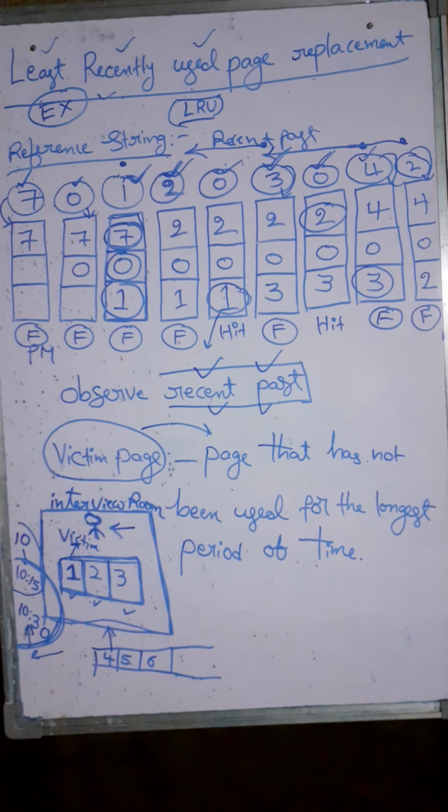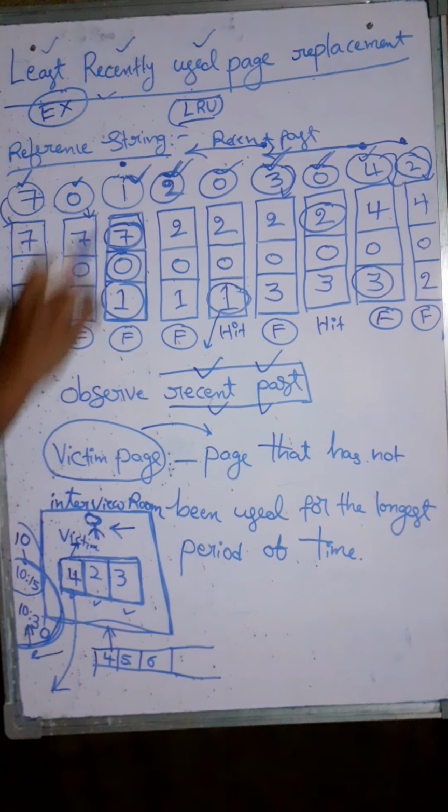Now, what the interviewer will do is, he will send candidate one out, because he has not been giving the answers for the last 15 minutes. That means for the longest period of time, he is not giving the answers. So he will send one out and he will call for candidate 4. The same rule applies in the least recently used page replacement algorithm.